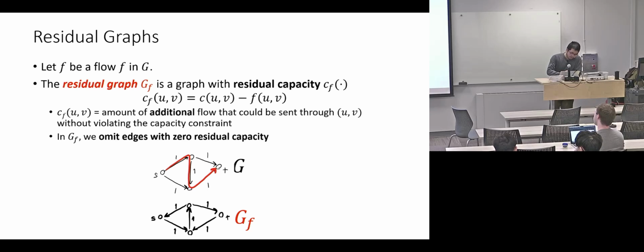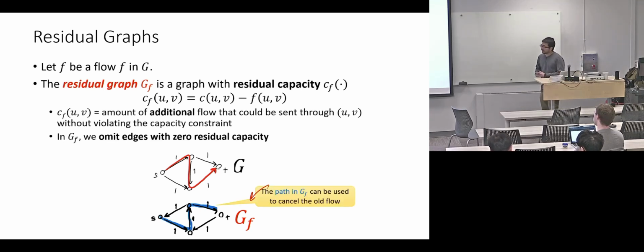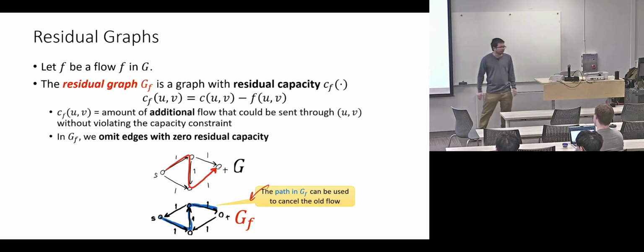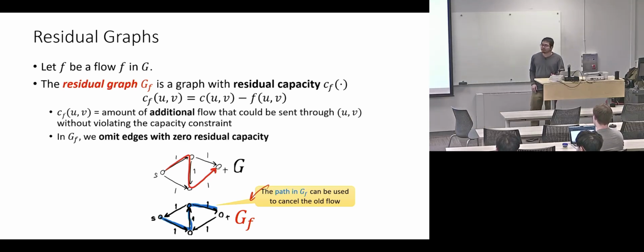And you can see that in this graph, there is an S-T path, right? Which is this one. And this is exactly the path that can be used to cancel flow and increase the flow value. You can try to augment along this path and increase the flow value. Okay. Question up to this point?